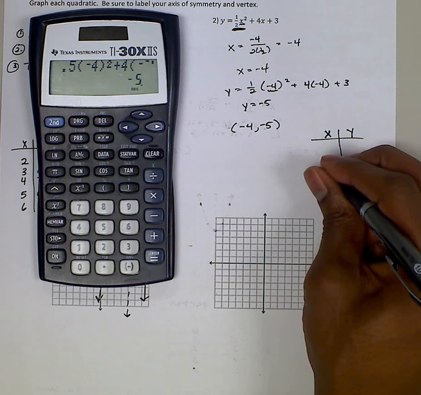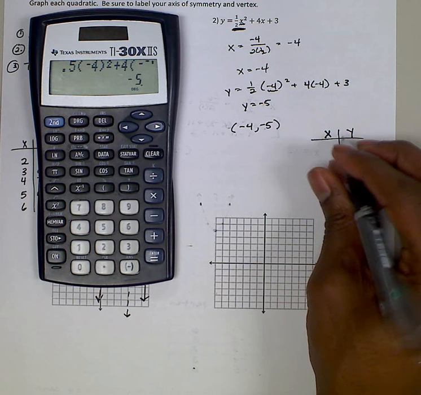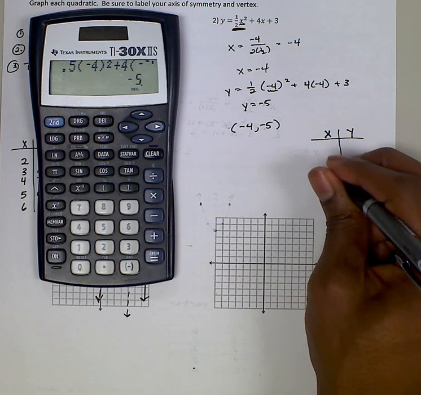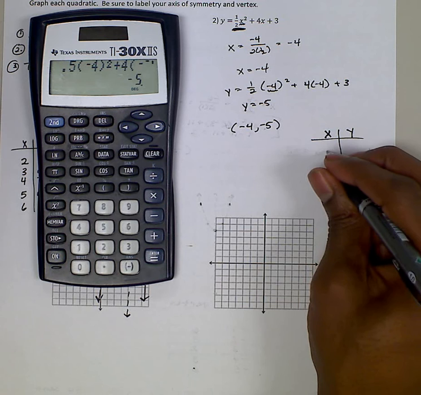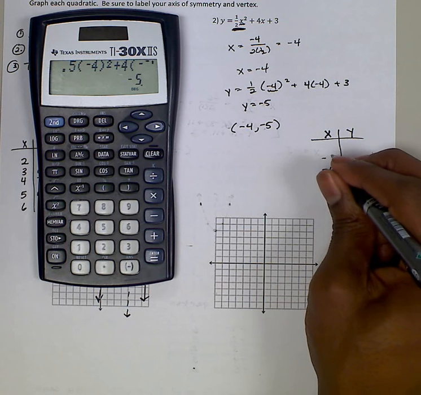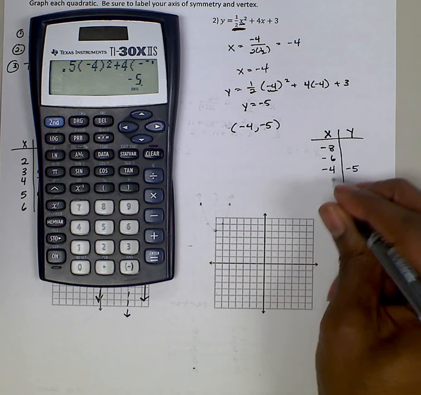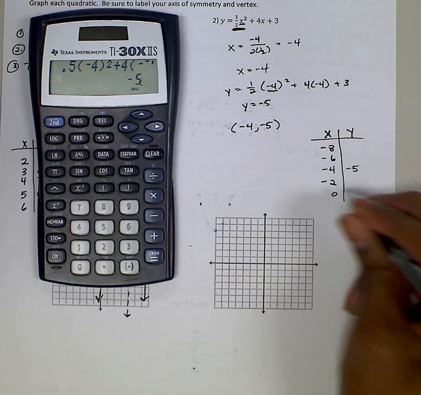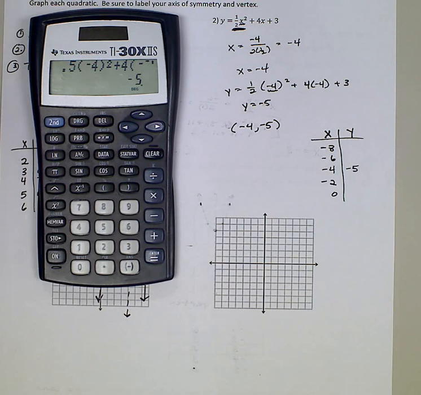Instead of doing 5 and 6 as my next two numbers, I should use those numbers wrong. But instead of using like a negative 5 and negative 6, I'm going to use negative 6 and negative 8, and negative 2 and 0 in my table. And by doing that, I'm ensuring that I'm not going to have a fraction.